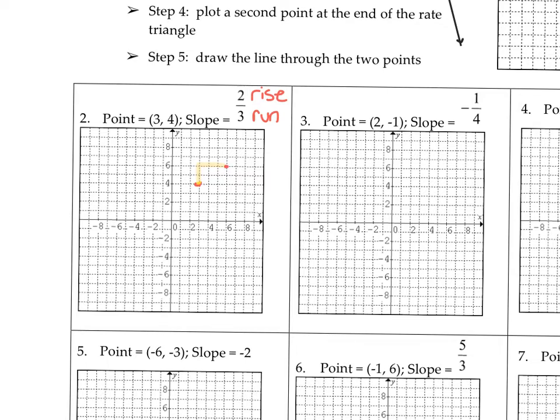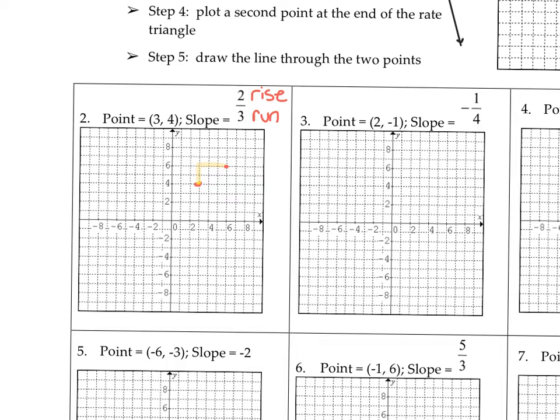Now, sometimes you might get stuck and you might not have room to continue in that right direction. So instead of 2/3, we can switch both of our signs. So instead of going up 2, we can go down 2. Instead of going right 3, we can go left 3. As long as you change both of the signs, both of the directions, you can go in the other way.